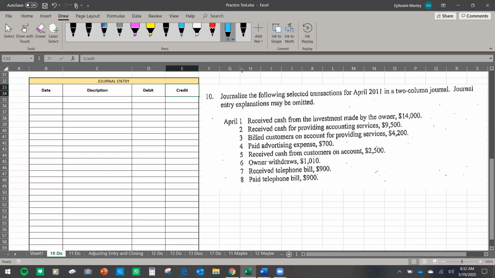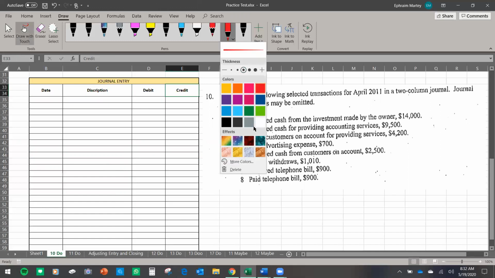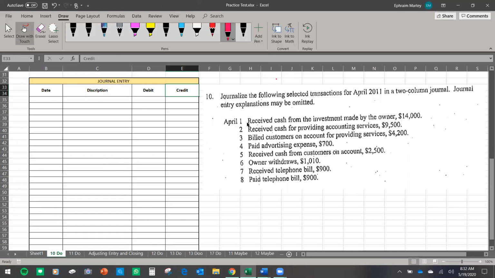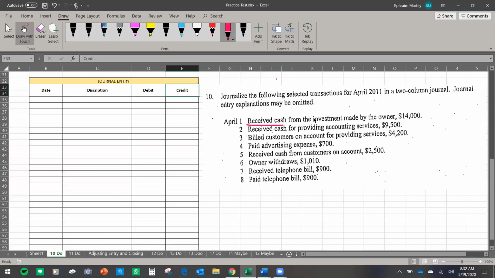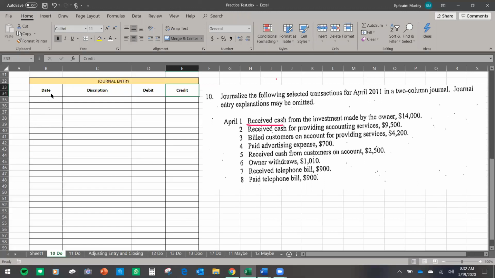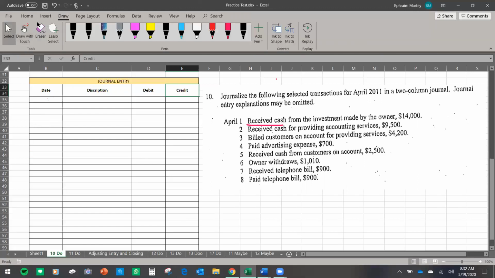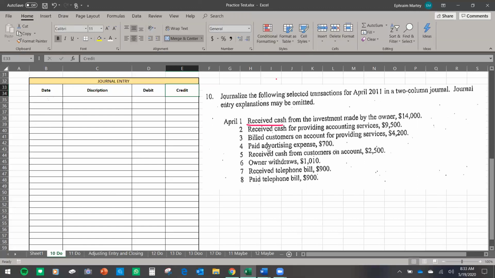Okay. So in our first transaction, it says we receive cash. Make this a little thinner. So we receive cash. So we know we are receiving cash. So the cash account is doing what? Increasing. Okay. So our cash account is increasing. So does a cash increase with debit or credit? It increases with credit. Okay.